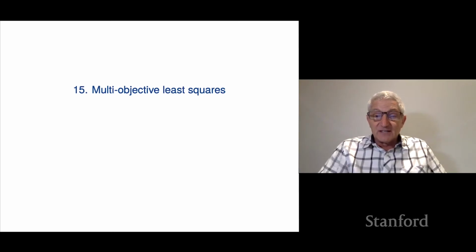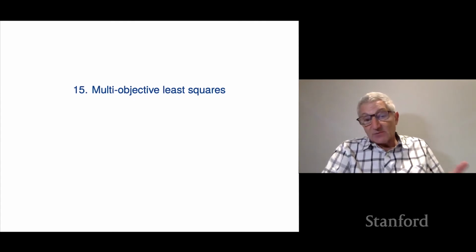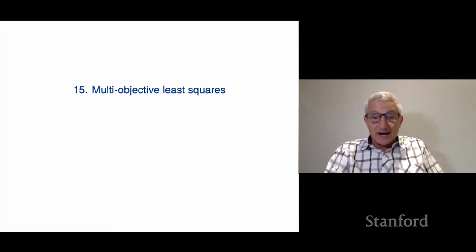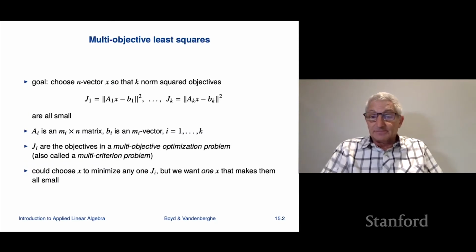Chapter 15 is on multi-objective least squares. This is an extension of least squares. In practice, it turns out we're going to very quickly reduce it to the standard least squares, so we know how to handle it mathematically, but it's very, very useful in practice. So we'll start by saying what the multi-objective least squares problem is.